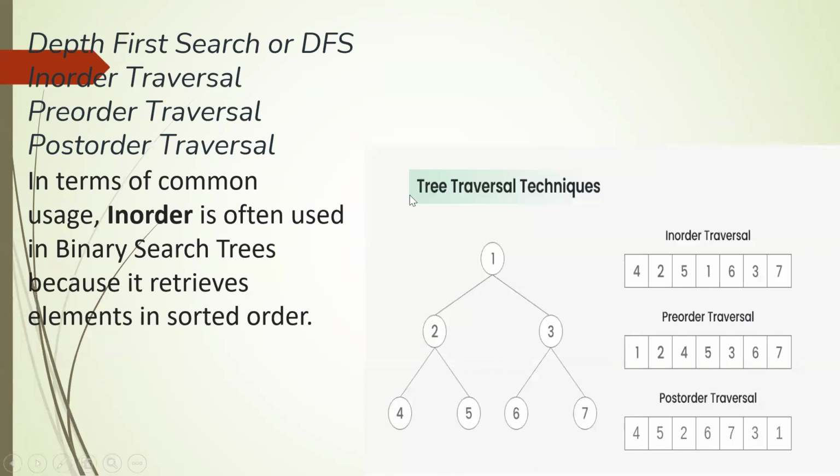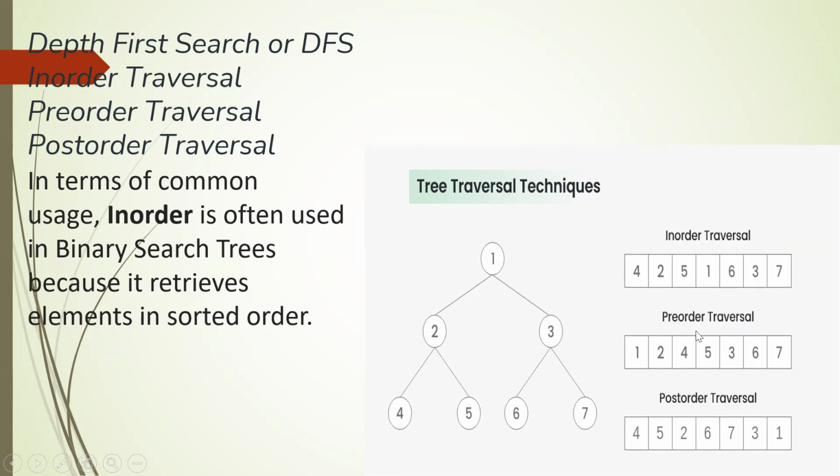Now we are moving to DFS, depth first search. Normally in the traversal order, depth first has three orders: in-order, pre-order, post-order. This diagram explains all three kinds of order. In in-order, we have to start with the left child and again the left node. Then we have to move to the right child. This is called in-order traversal.